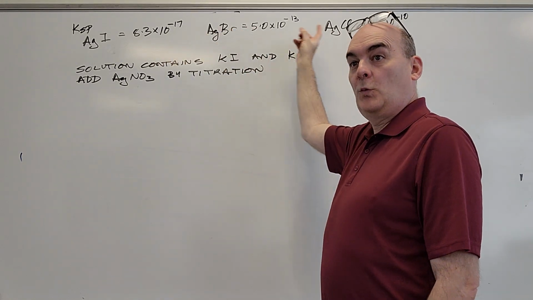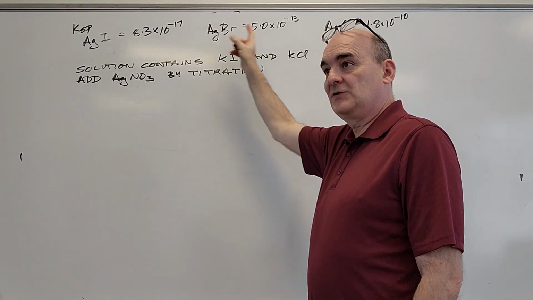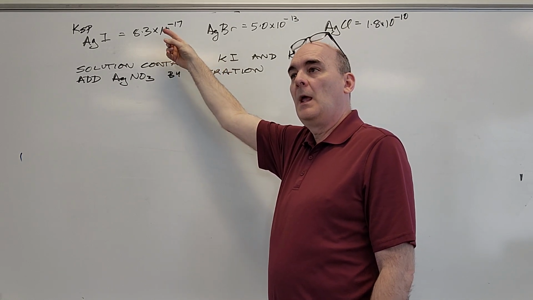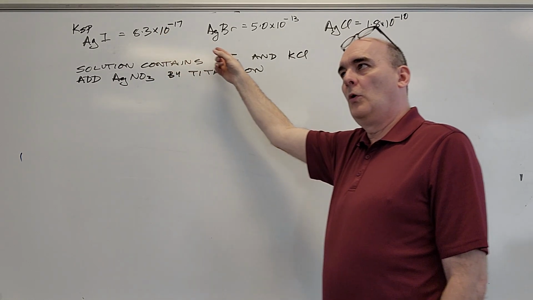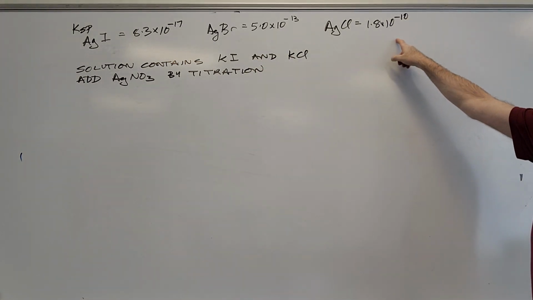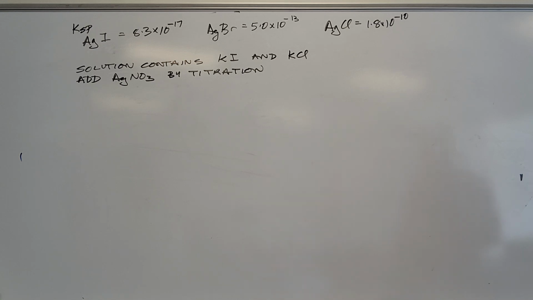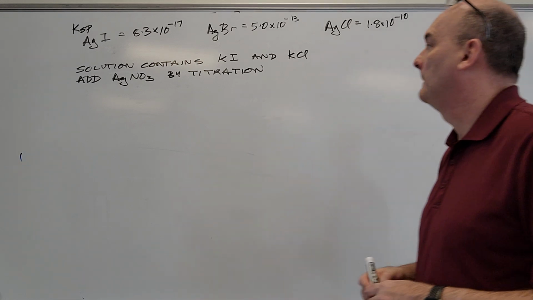Which one of these is going to be the least soluble? Smallest KSP is the least soluble. How much more soluble is silver chloride than silver iodide? 10 million. It's 10 million times. So if you do this nice and slowly, you get what you're expecting. If you do this rapidly, you're going to trap something else. Okay.